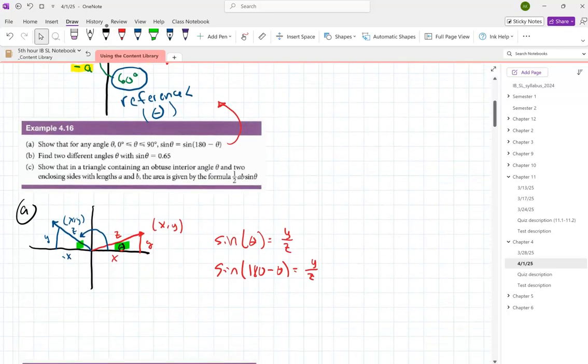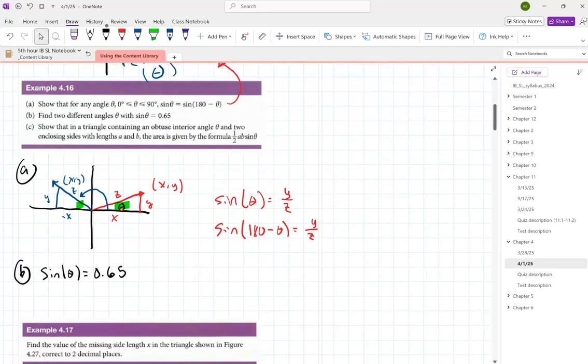Part B says find two different angles theta with sine theta equals 0.65. Well, one of them should be quite easy, right? I can just do sine inverse of 0.65 to get that value.